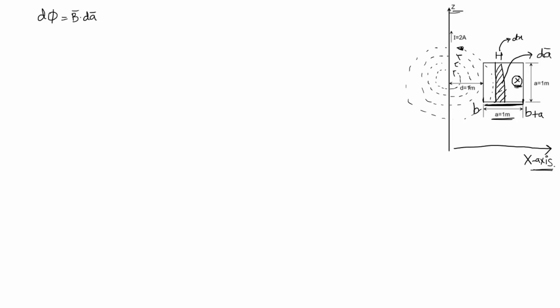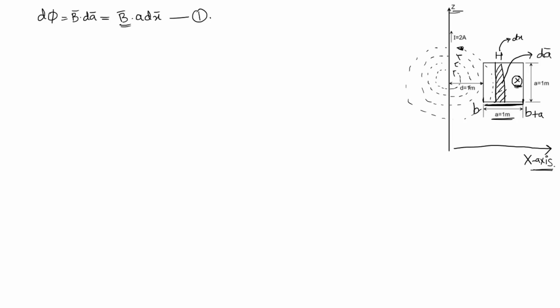Now let's come back to this equation. dφ is equal to B dot dA. Now this is the small elemental flux which we need to find out. According to this diagram, this will become B dot, and this is a small area. Area is a into dx, as we have assumed here. So this will be a dx, right? So this is the one equation that we have got.